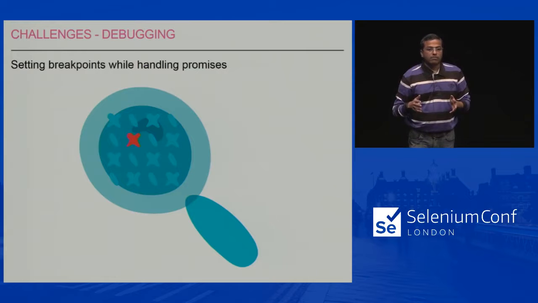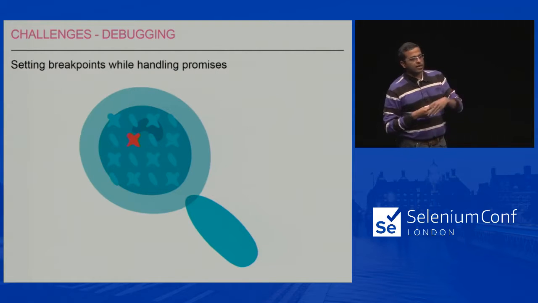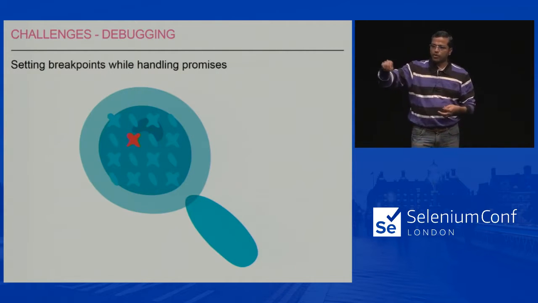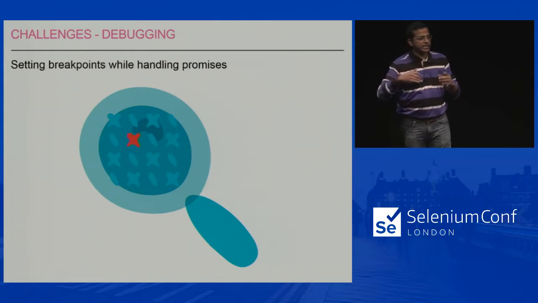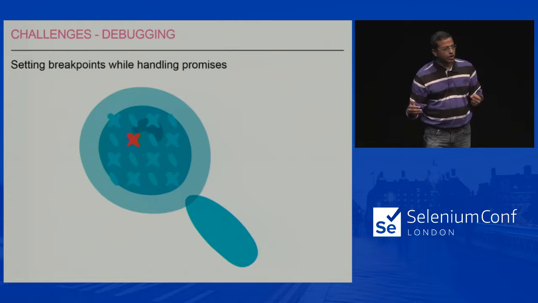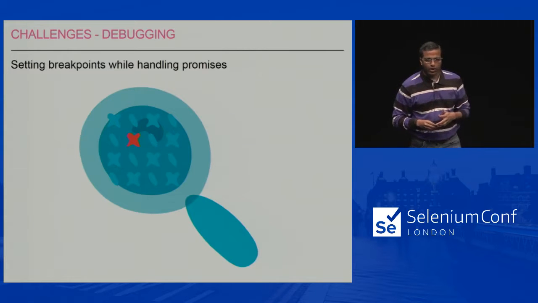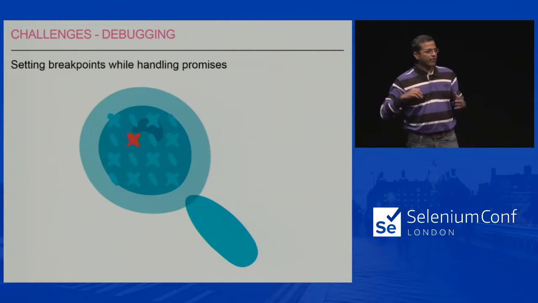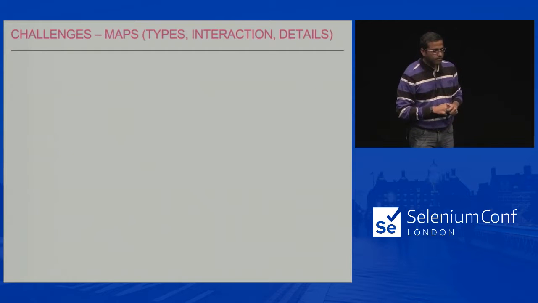Debugging, a big pain. It is so easy on the Java side or the Ruby side. You can just put in a breakpoint in the IDE itself, run the test, and it will stop there. You can do whatever you want. But with promises, nested promises, it became very, very tricky to work with this. So I still haven't figured out that solution.